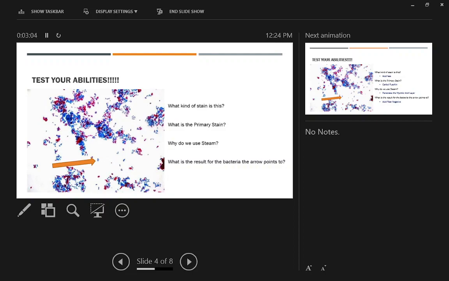Okay. What's the primary stain? Does anybody know the primary stain? No, it's not crystal violet. Crystal violet's for gram stain. What is it? Carbolfuchsin. Very good, sir. So the guy who raised his hand actually knew the answer. Good job. Okay. Why do we use steam to do this type of stain?